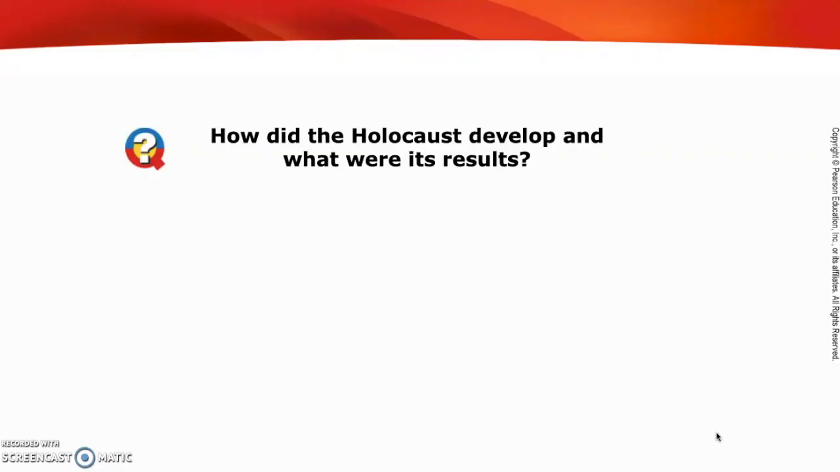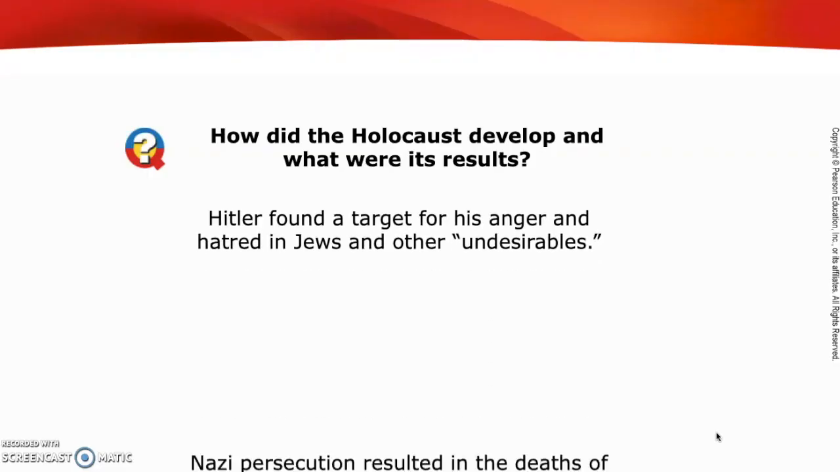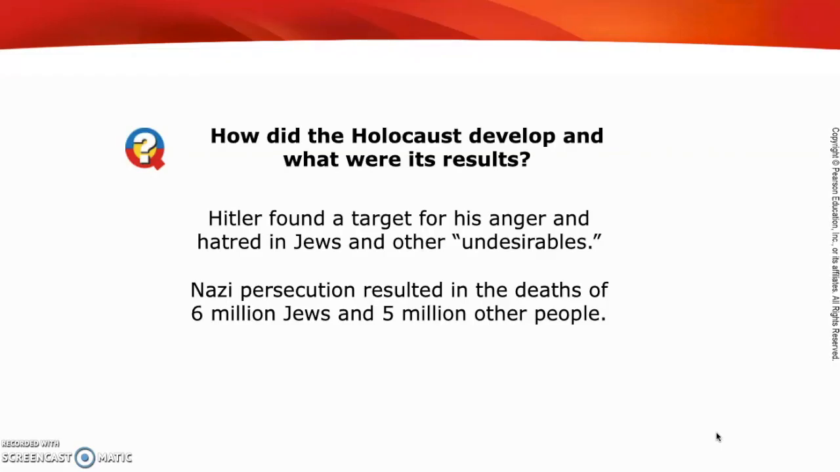1945. All right, so basically, just to sum up the Holocaust, Hitler found a target for his anger in Jews and other undesirables, and then the Nazi persecution resulted in the deaths of 6 million Jews and 5 million other people. So that is 11 million people total.